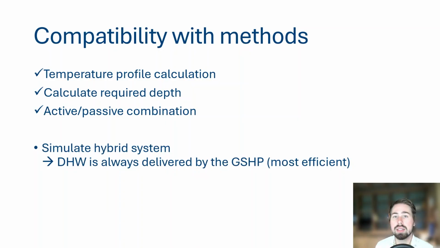When we simulate a hybrid system, and if you have not watched the video on this topic, it's linked in the description below, in GHEtool you have the option to simulate hybrid systems, where you say, well, above or below a certain threshold, we want a certain hybrid technology to be the primary source of heating and cooling. In this method, we assume that domestic hot water is always delivered by the ground source heat pump, since it will be the most efficient technology. So that's something important to keep in mind.